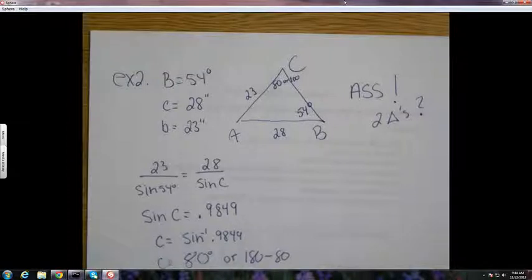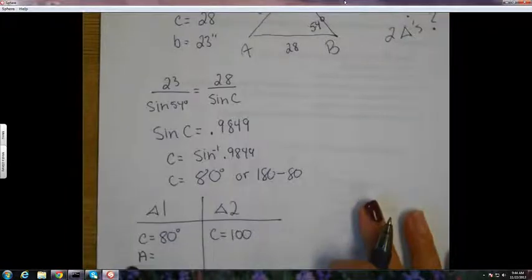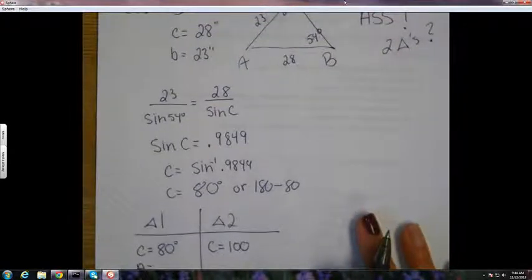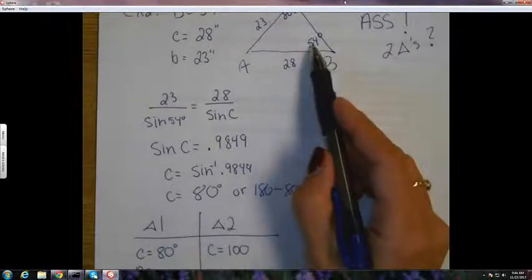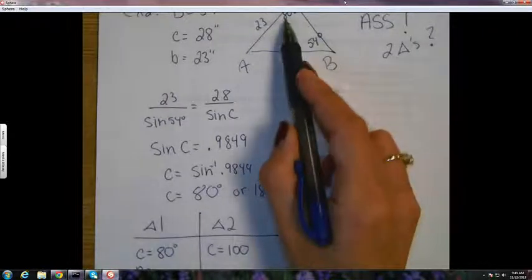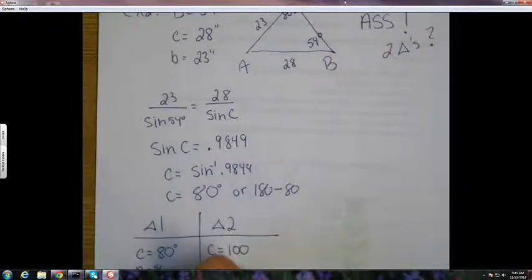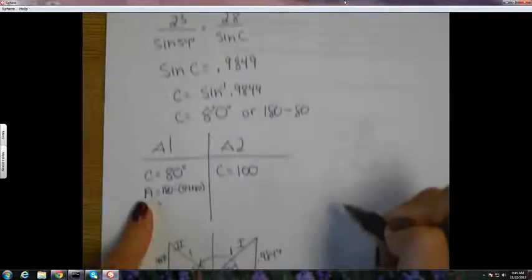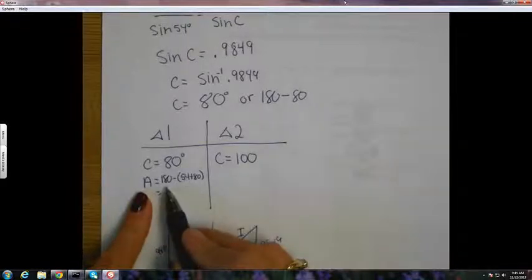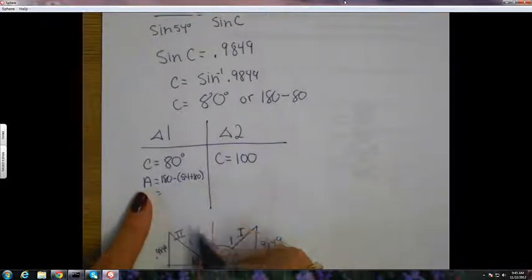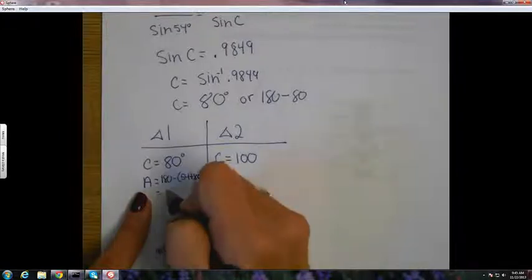So to get angle A, how are we going to get it? Do the 180 trick. I've got a 54, I've got an 80, I'll see what's left for this. So 180 minus 54 plus 80. I'm just doing the 180 trick here. What is it? 46 degrees.